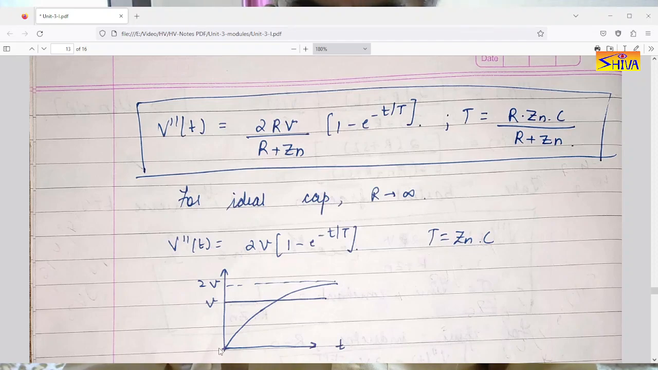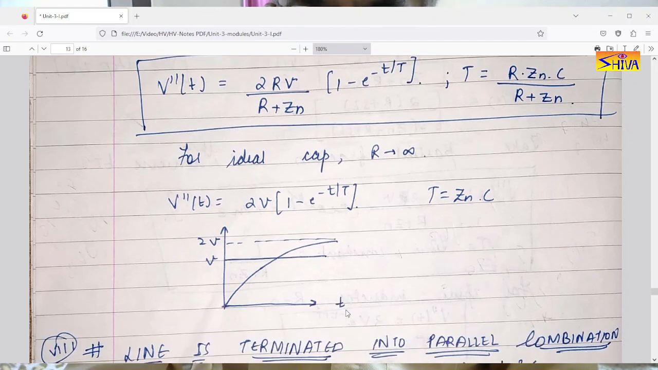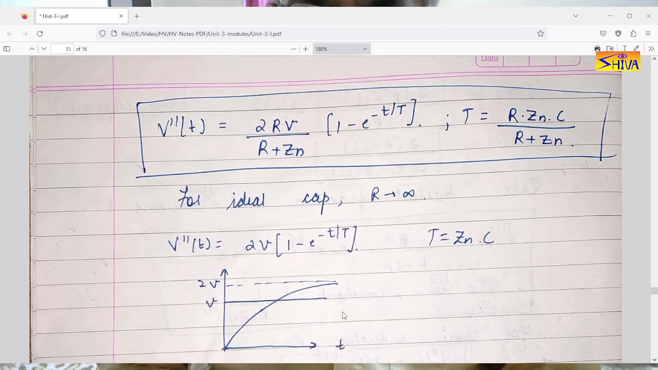At t equal to 0, the output voltage is 0, while the step input, that is the incident voltage, is present. Then it is exponentially increasing, and finally as t tends to infinity, its magnitude will go to twice V. So this is the case when the line is terminated into capacitance, pure capacitance as well as practical capacitance, which we have considered. So these are the different cases we had considered for termination of the line.